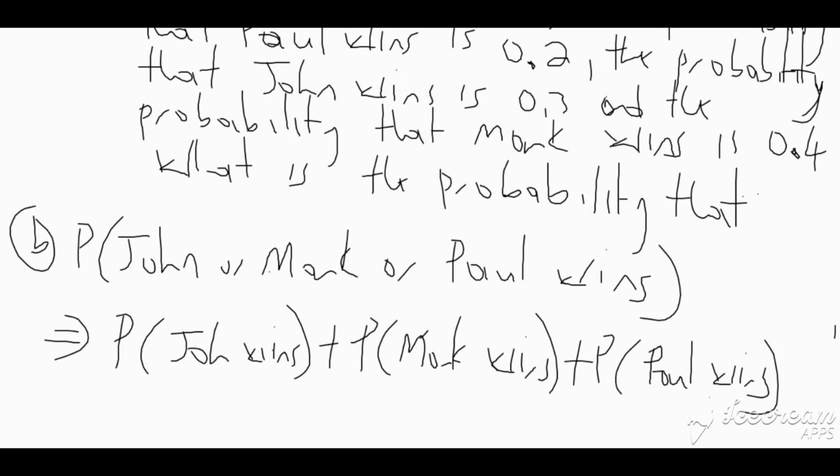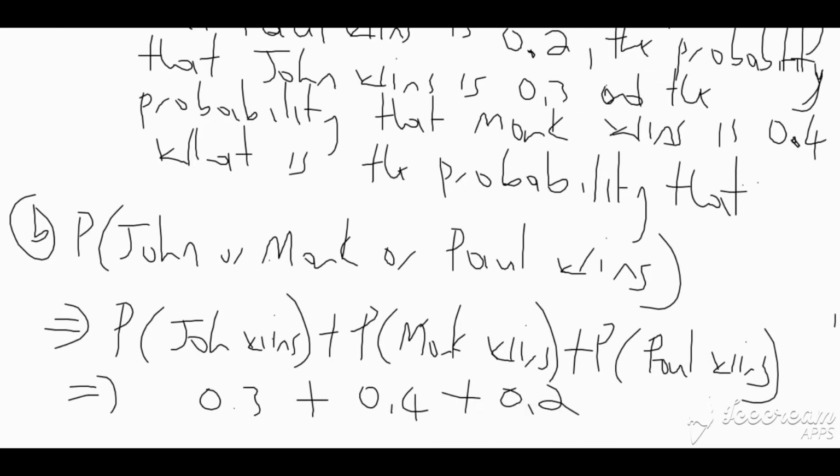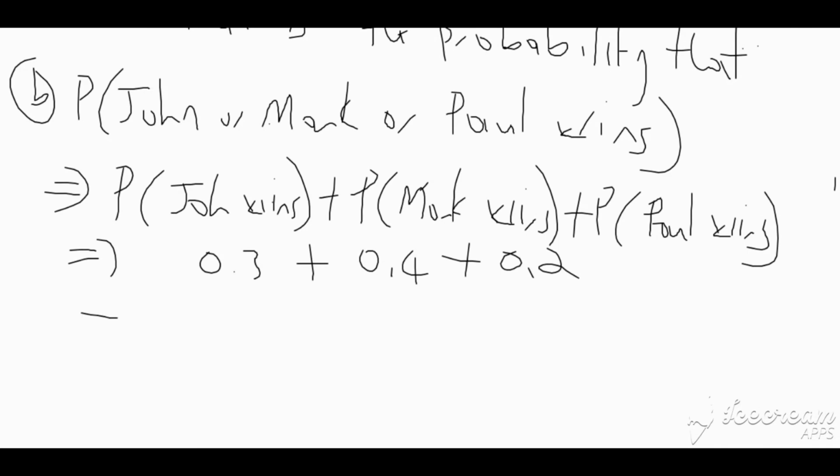Now we know the probability that John wins is equal to 0.3. The probability that Mark wins is 0.4, and the probability that Paul wins is 0.2. So when I break down all of this, I'm going to end up with 0.9.